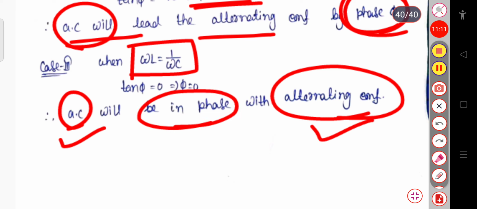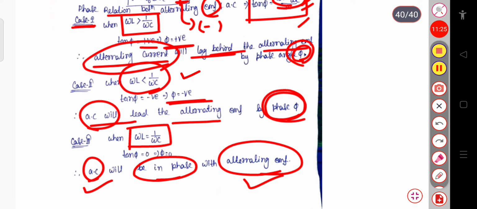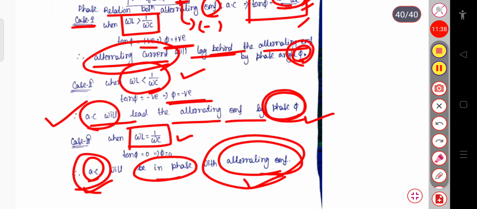So in the three cases, when omega L is greater than 1 by omega C, the alternating current will lag behind the alternating EMF by the phase angle phi. When omega L is less than 1 by omega C, the alternating current will lead the alternating EMF by phase phi. And when omega L equals 1 by omega C, the alternating current and the alternating EMF will be in the same phase.